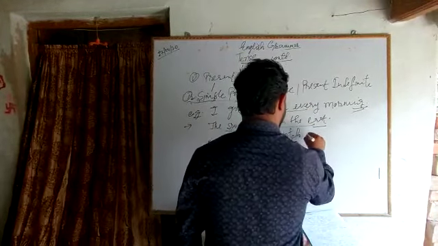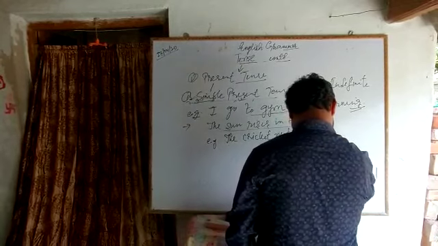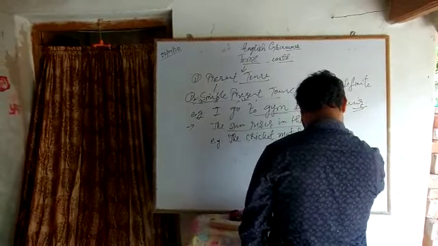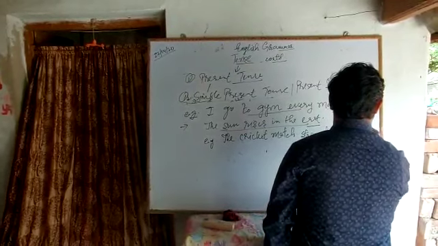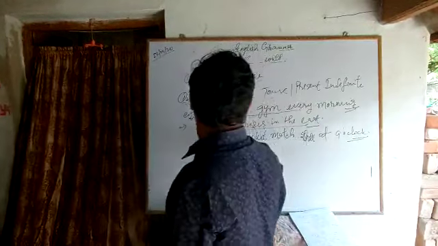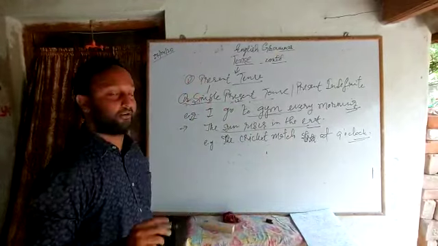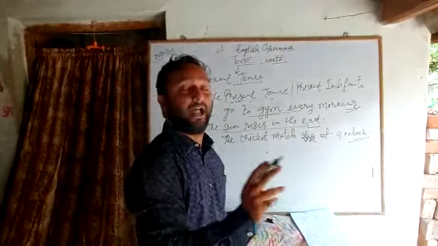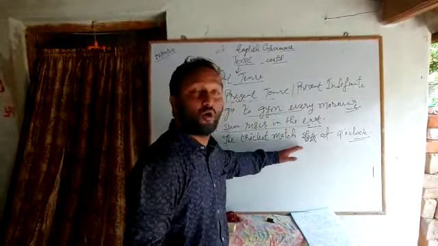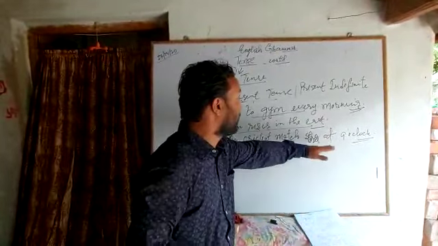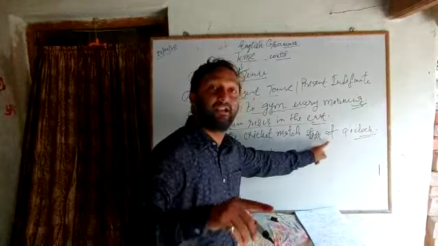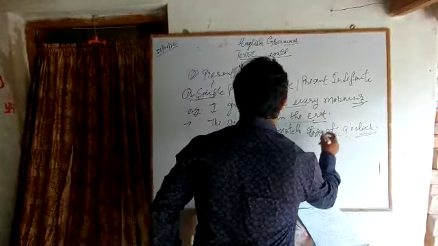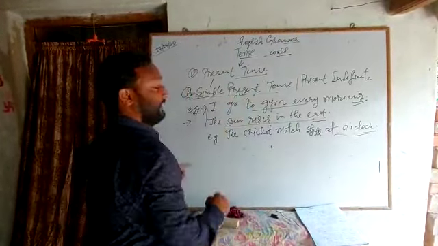The cricket match starts at 9 o'clock. Cricket match 9 बजे शुरू होता है. ठीक है? हर रोज 9 बजे शुरू होता है. Next day it will also start at 9 o'clock. This is fixed. It has to happen in the future, but it is fixed. So we will put it under simple present tense.